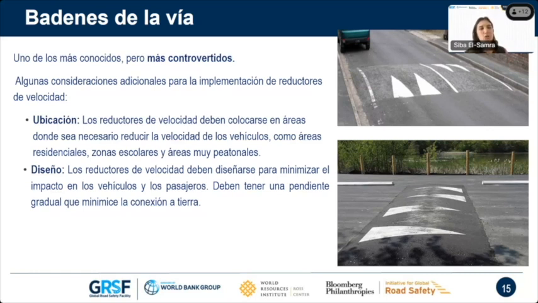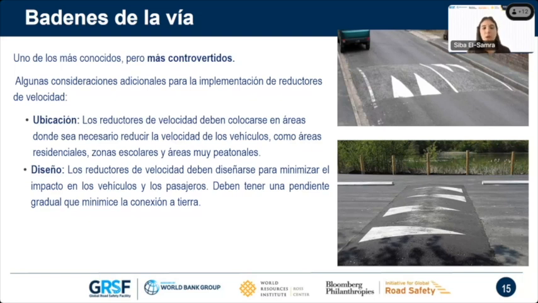Also, their design should be studied properly. It should be done in a way that would minimize impact. So it's a balance between making sure that a car would be slowed down, but with a minimal impact on the make of the car, but also on those that are inside the vehicle. But also the design has to take into consideration the speed limit that is in the area that we want to reach. Different speed limits require different design of the height, the depth of the speed humps, and the angle.